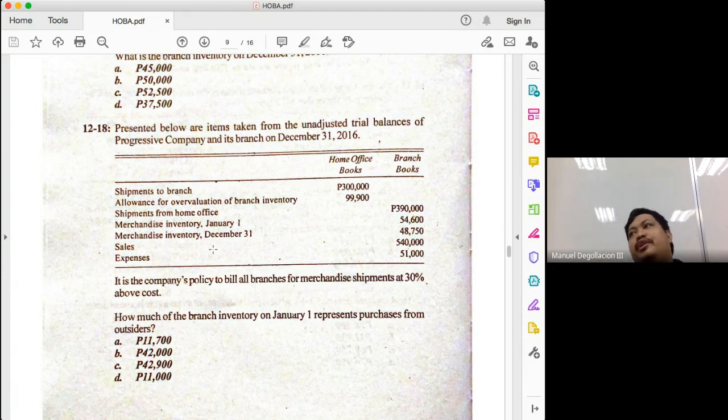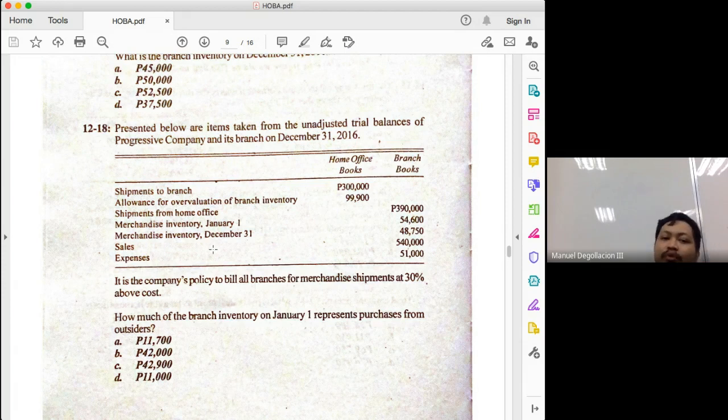Okay? So if the markup on your tigas, class, is 99,900 and the markup on your current year shipments is 90,000, what does that mean? What does the difference of 9,900 represent? Again, what's the composition of your tigas, beginning and shipments? If the markup on tigas is 99,900 and the markup on shipments is 90,000, what does that mean? That the markup on your beginning inventory is 9,900. And by knowing that the markup on your beginning inventory is 9,900, class, you will already be able to figure out how much is the beginning inventory that came from the home office.